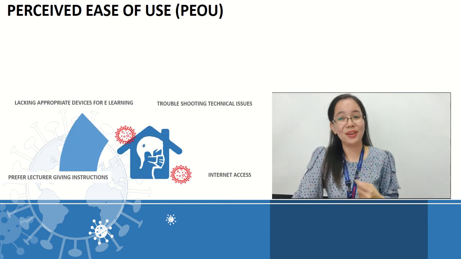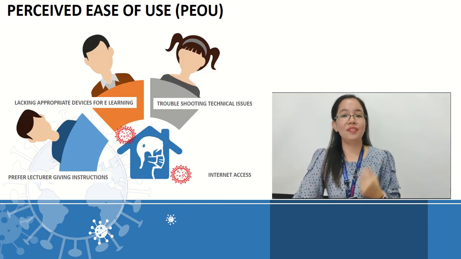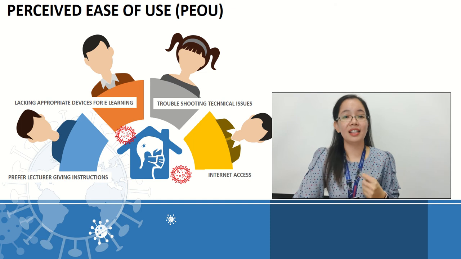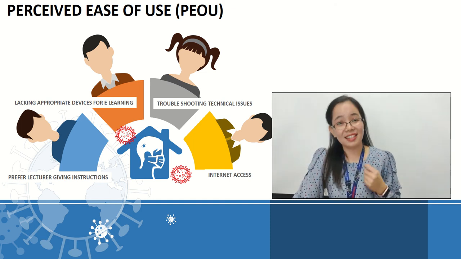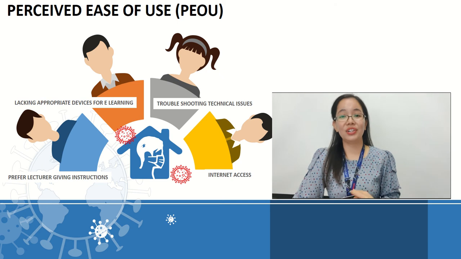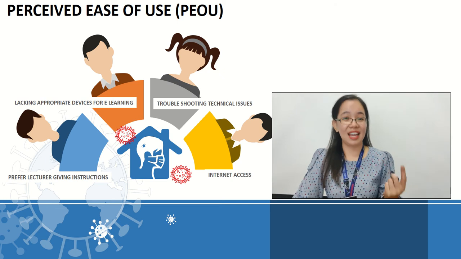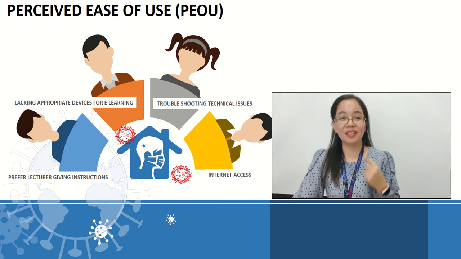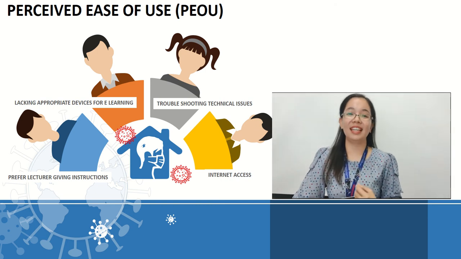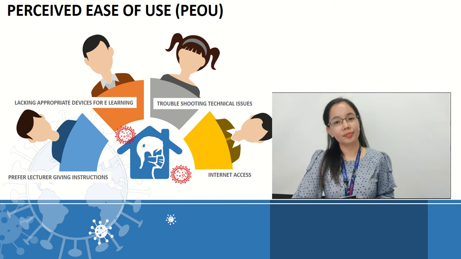From the interview, I identified a few features of e-learning related to perceived ease of use (PEOU), which are: they still prefer the lecturer giving instructions face to face, lacking appropriate devices for e-learning, troubleshooting technical issues, and difficulty in obtaining internet access.